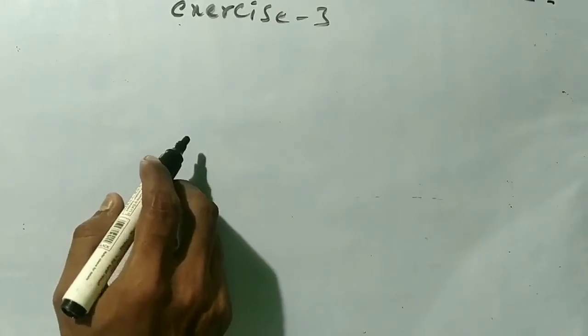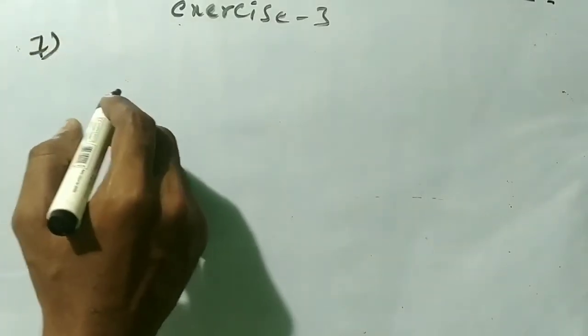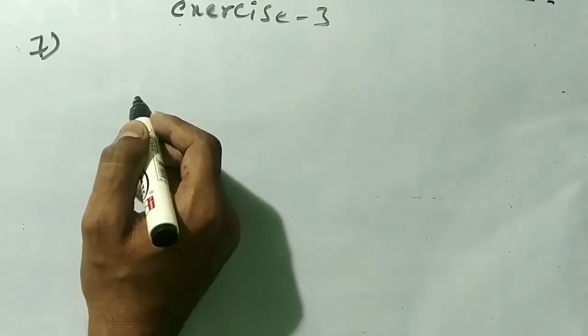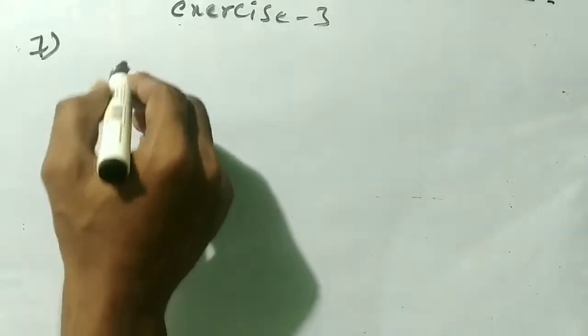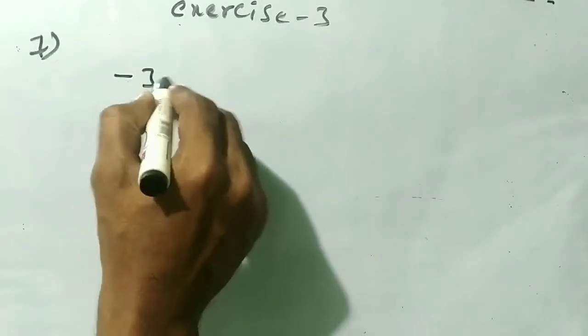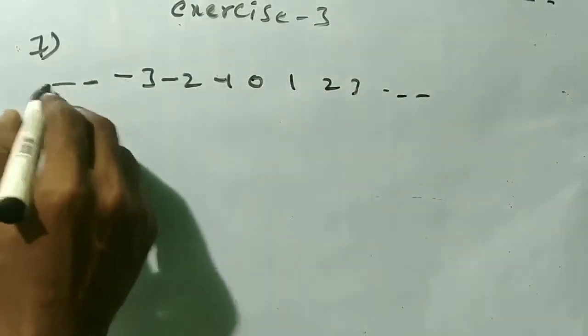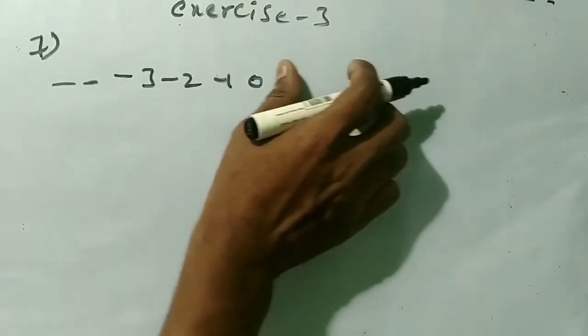So seventh one, that is seventh one. Sum of three consecutive integers is 24. Find the integers. So here, what are integers? That is minus 3, minus 2, minus 1, 0, 1, 2, 3 and so on. These are the integers we know already, already in the first chapter.